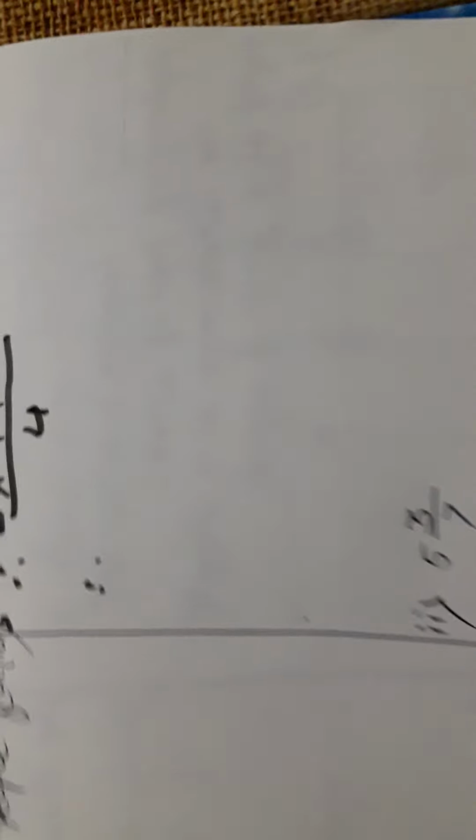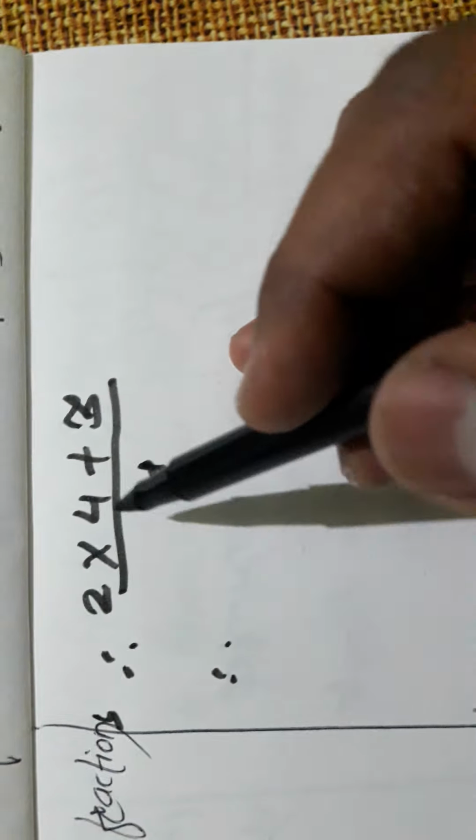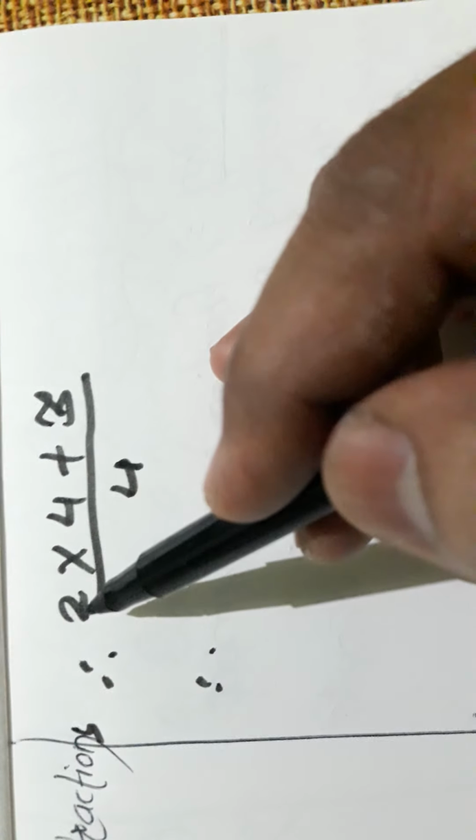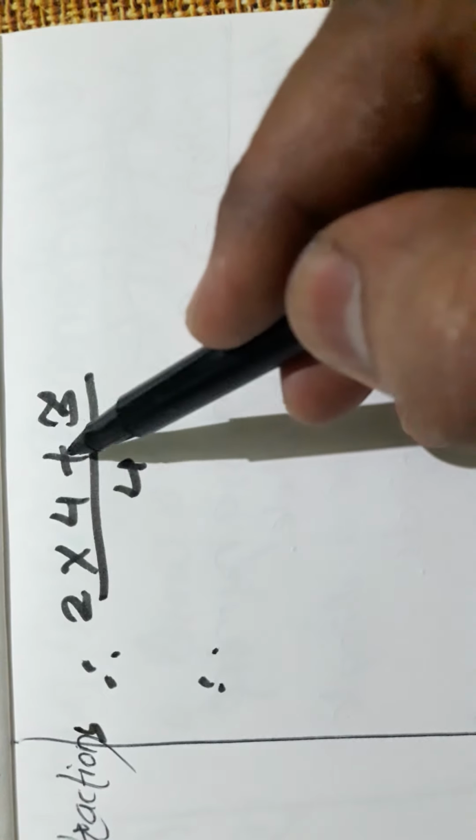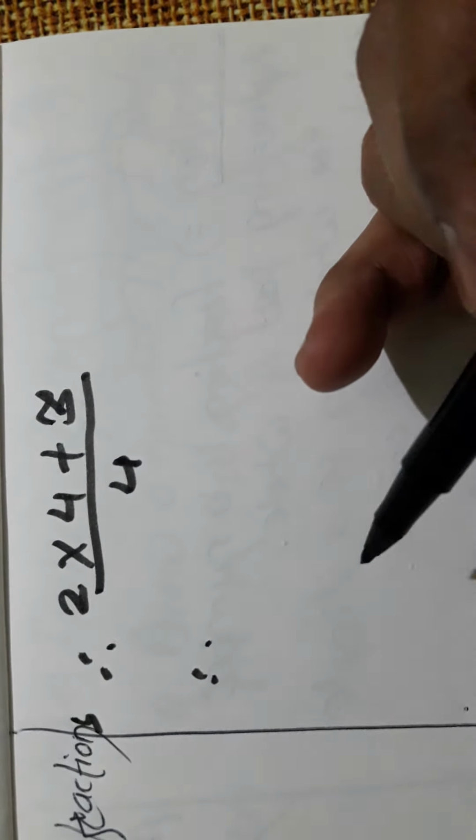Which is the whole number? 2 is the whole number. Numerator is 3. 4 is the denominator. See here, the same formula is applied here: whole into denominator plus numerator, divided by denominator.